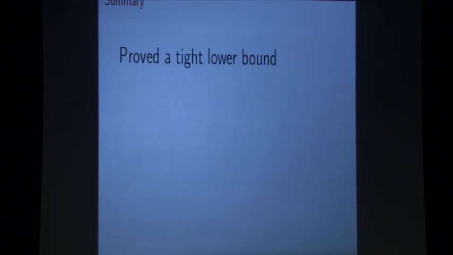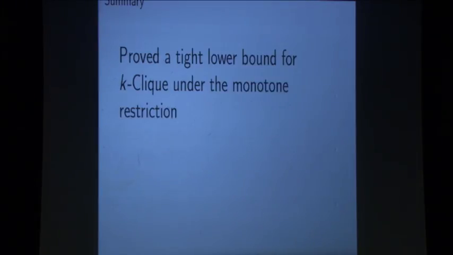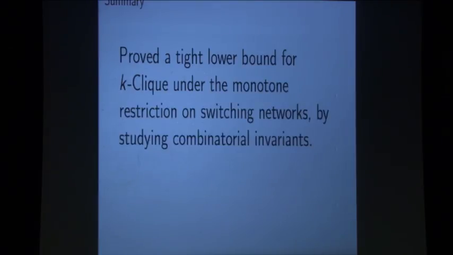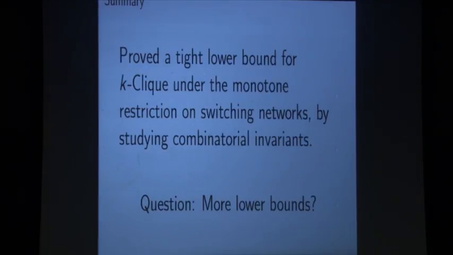So what we have done is prove a tight bound for the k-clique problem, the computational problem of k-clique, under the monotone restriction on the model of switching networks, using the technique of Fourier analysis and studying combinatorial invariance. And a question that I'm asking you this time is: can we get more lower bounds by considering different computational problems under different restrictions on different computational models using different techniques? Okay.